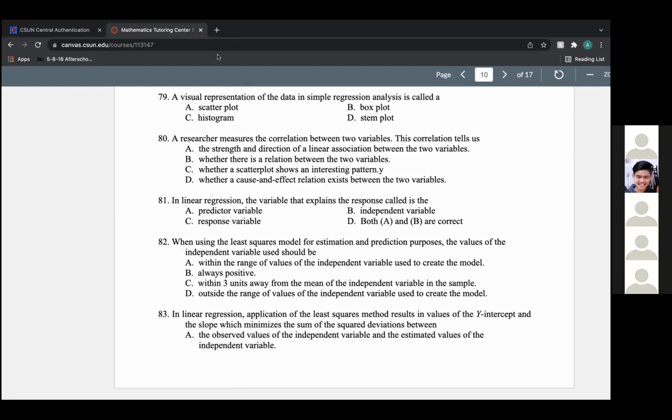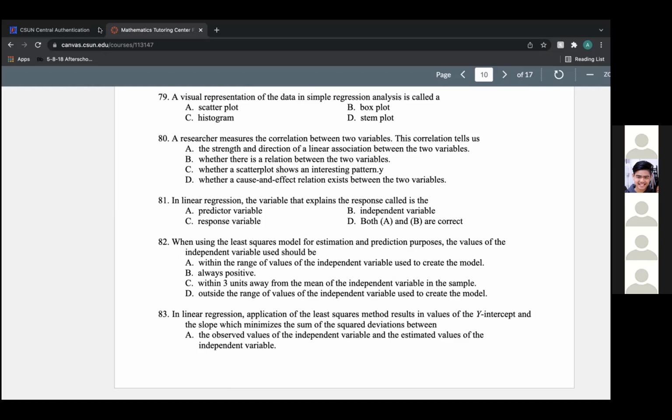81. In linear regression, the variable that explains the response is called the. That's just weird. I think it's called the. What's it called? Response variable. Is it the response variable? No, it says that explains the response. The response variable doesn't explain the response. The response variable is the one that's responding. Oh, isn't it the explanatory variable? It should be the explanatory variable.